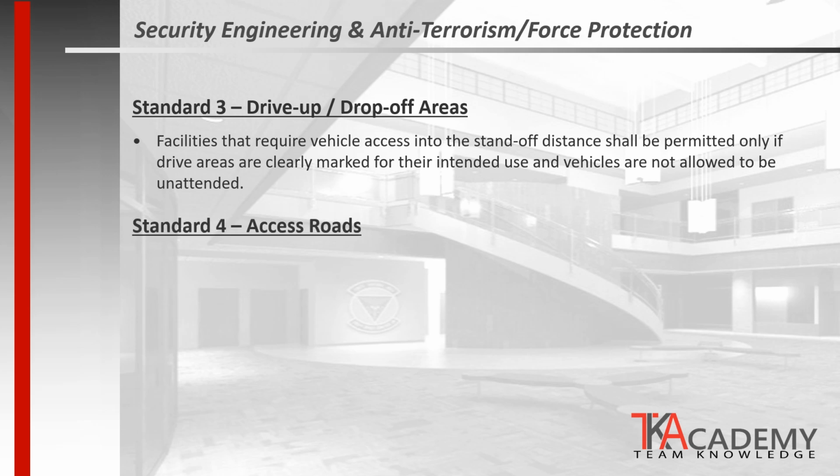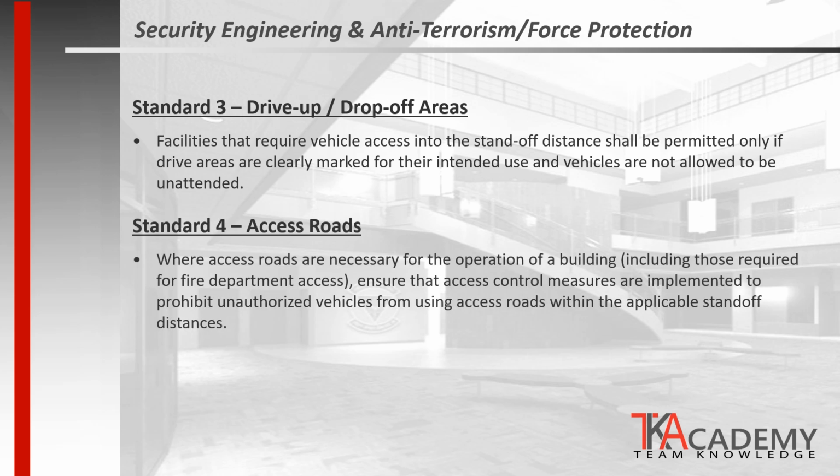Standard 4 pertains to access roads. Where access roads are necessary for the operation of the building, ensure that access control measures are implemented to prohibit unauthorized vehicles from using those access roads within the applicable standoff distance. This also pertains to access for emergency vehicles. The restriction of unauthorized vehicles can be accomplished with cable gates or signage stating authorized vehicles only.